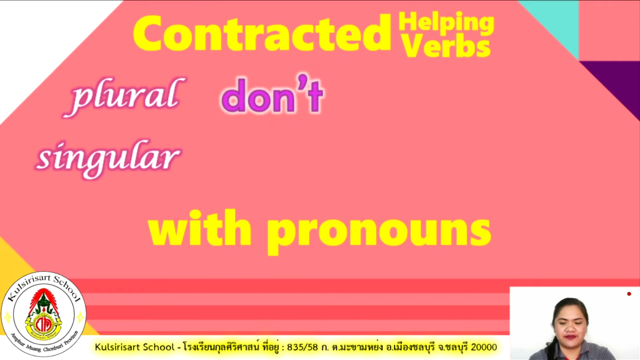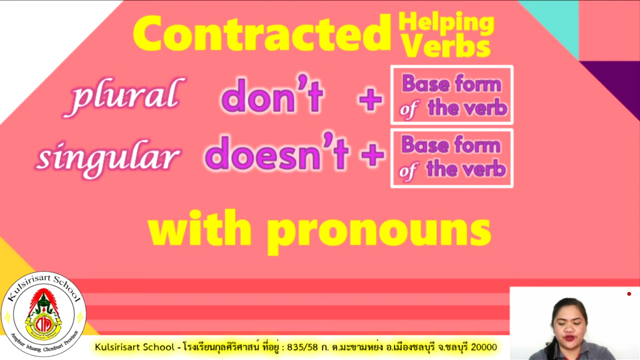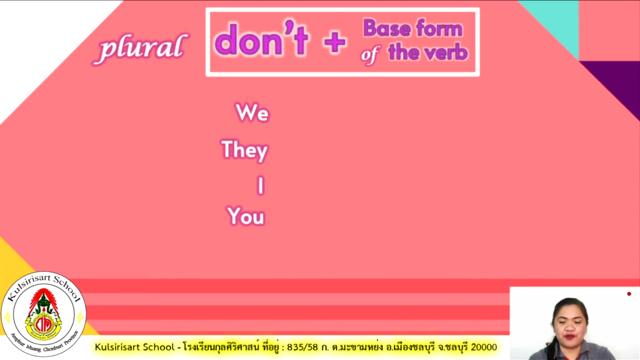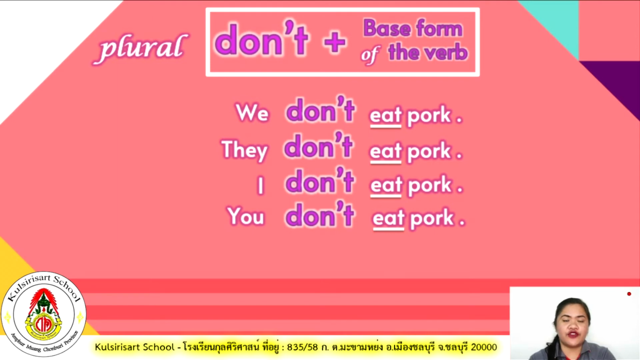Now we have here don't and doesn't plus pronouns as a review. And then plural, don't plus base form of the verb. We have here we, they, I, and you. We consider I and you as plural. Don't and then eat pork. Okay, this is usage of contractions with pronouns. It follows the same as what I told you a while ago. It's just that we are going to combine the do not into one word. We have don't. Okay, next.